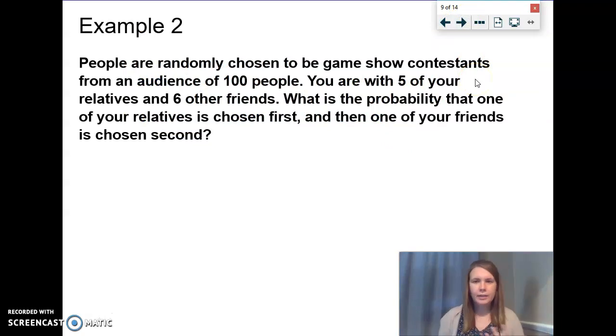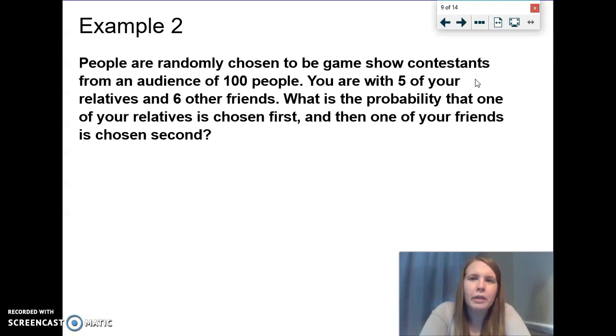All right, so here is a long wordy word problem. Let's take it step by step and pull out our pieces. People are randomly chosen to be game show contestants from an audience of 100. Are we playing like Price is Right? Love that show. All right, you are with 5 of your relatives and 6 other friends.